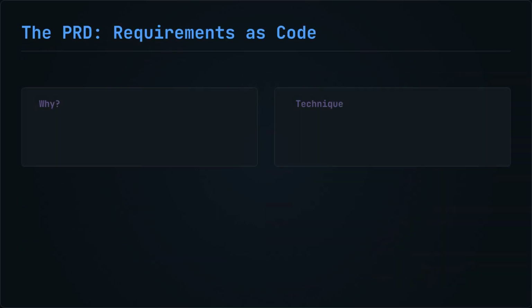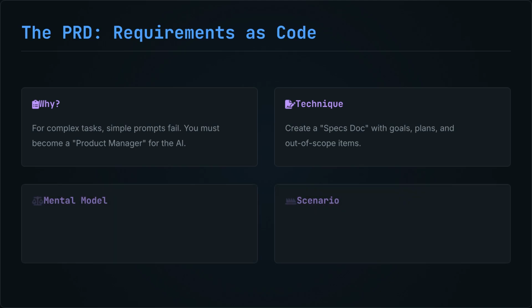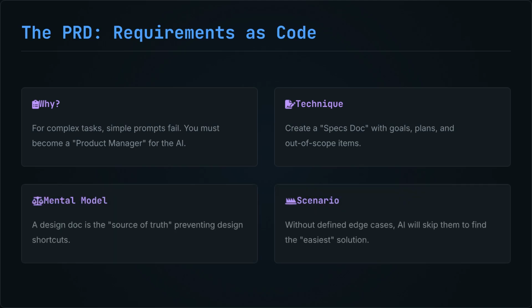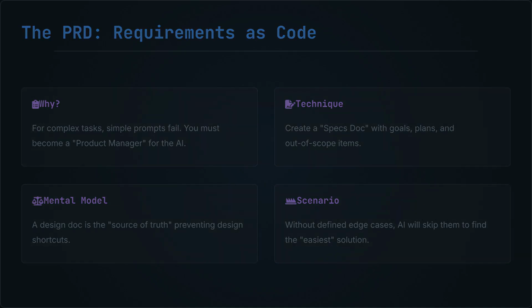For complex tasks, you must become a product manager for the AI. Create a spec stack with goals, plans, and out-of-scope items. This PRD acts as the source of truth, preventing design shortcuts.